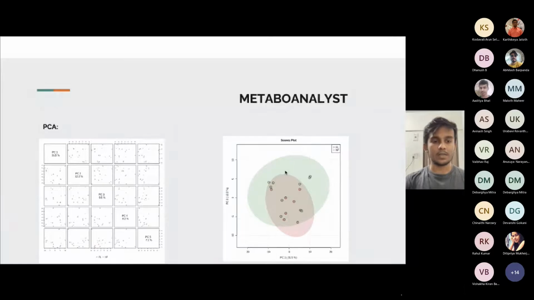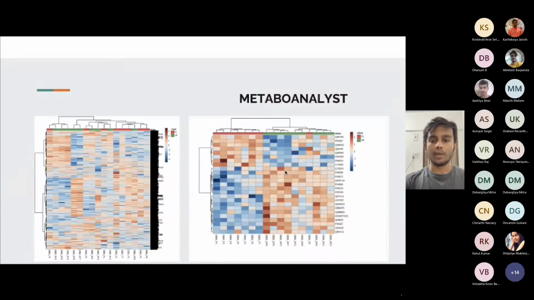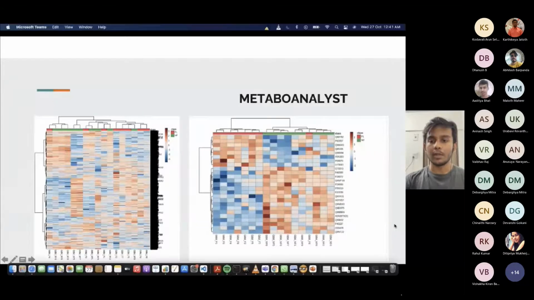Next, we have PCA. On the left, you can see the top 5 principal components, and on the right, we have the 2-dimensional scores plot, which shows that the data here is homogeneous and there are no outliers. On the left, again, we have the heat map of all the data, and on the right, we have the heat map of only the top 25 proteins.